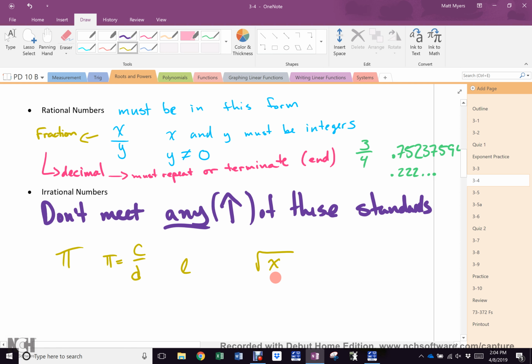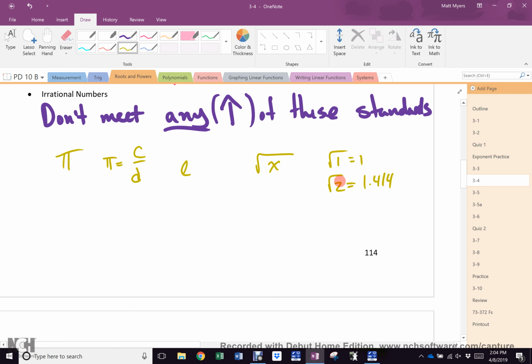Okay? For example, square root of 1 is 1. Square root of 2 is, if you do that on a calculator, you get 1.414, and your whole calculator screen fills up, right? If your calculator screen fills up without showing any type of pattern, you get to assume that it is an irrational number. Everybody cool? Now, the only time we get into trouble with this rule is things like this.